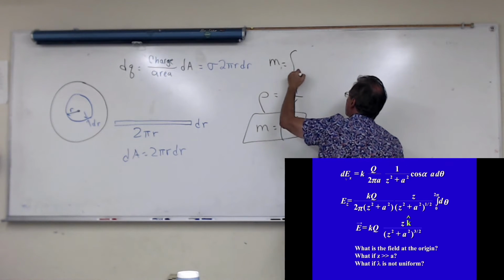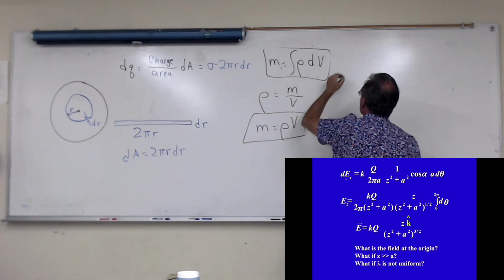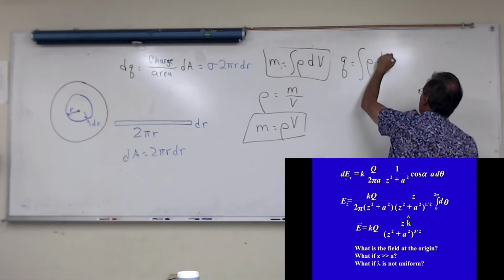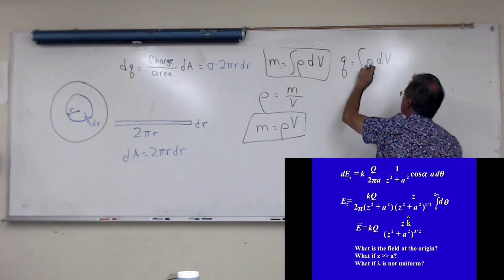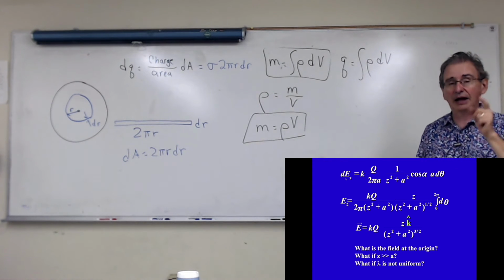M should be written this way, or Q should be written this way. In this case, this is a mass density, this is a charge density. Okay? That you have to remember.